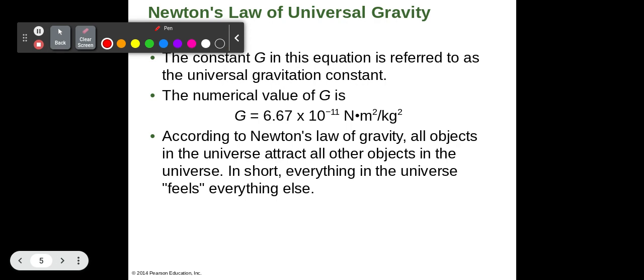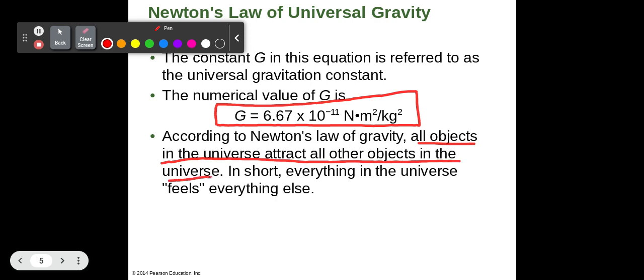The constant capital G is given by this number right here. That is the universal gravitational constant G. So all objects in the universe attract all other objects in the universe. Everything in the universe has an attraction for, or feels, everything else.